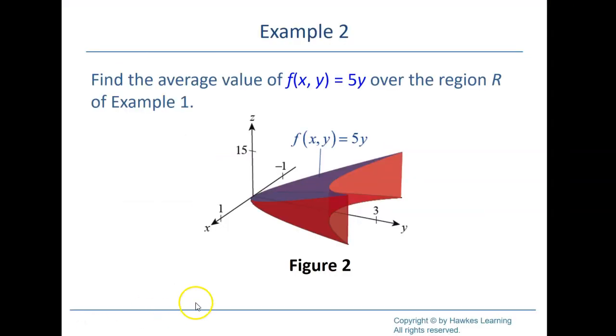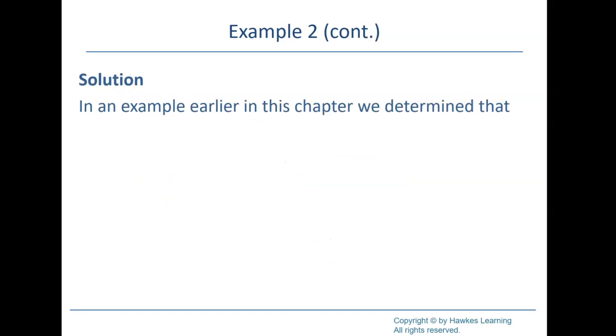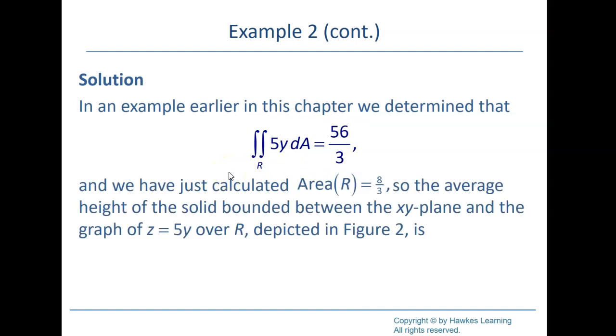So if we did this same concept, find the average value of 5y over that area we had before, this intersection of those two parabolas, we can do that the same way. We found the volume underneath it to be this. We've already done that work, and we found the area just in the last problem to be 8/3.